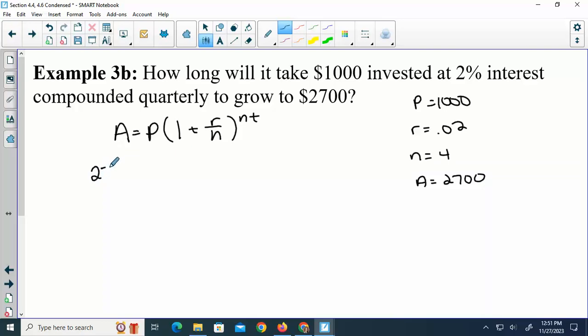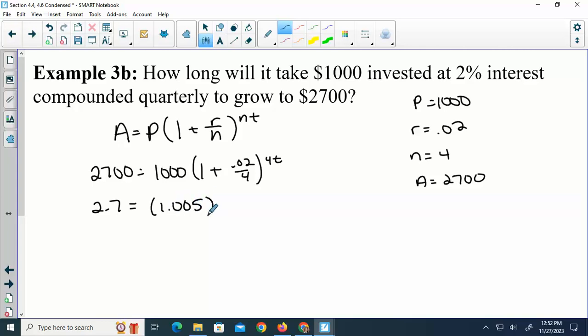So if we plug in, and we're solving for t. So we divide by the 1,000. 1 plus 0.02 divided by 4. 1.005. Now what do we do? Divide by 1.005. Well, that's the base though.